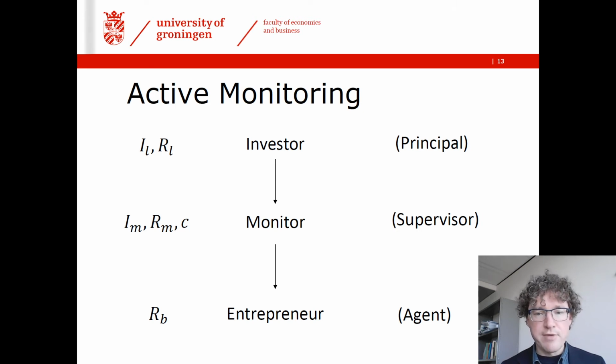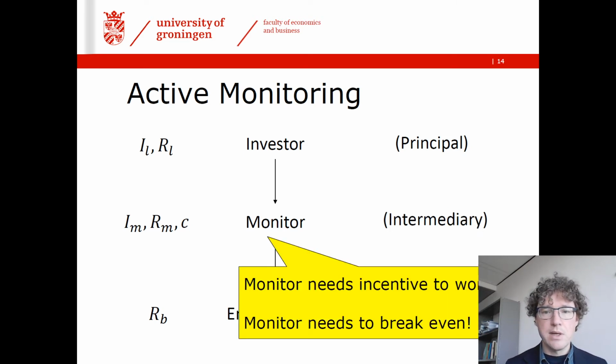So the entrepreneur then finally, of course, is the agent. The entrepreneur has rights RB to the outcome of the project and is going to invest their own share A, their assets, into the project. So now the new part here: of course the investor and the entrepreneur still need their participation constraint and their incentive compatibility constraint, but now also this monitor is going to take some action.